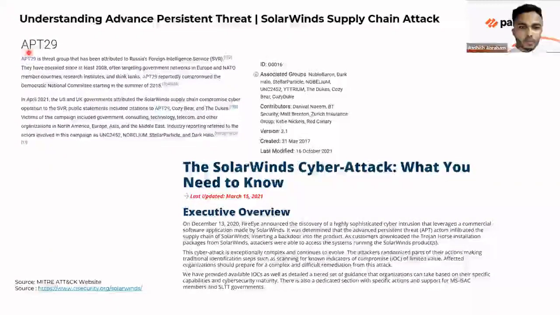So this APT 29 was funded by a Russian organization, and what they did was they were successful in getting into the SolarWinds supply chain. So what do you mean by supply chain? Let's take an example of PepsiCo. PepsiCo is manufacturing their Lay's potato chips. While they're manufacturing potato chips, let's say I'm able to enter their manufacturing supply chain, and I'm able to break it and put something of mine in.